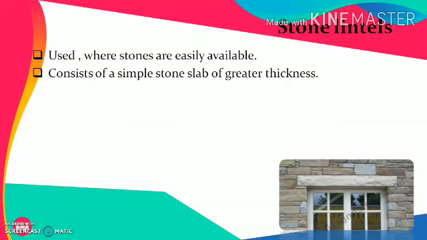Next is the stone lintel. The figure shown on the right bottom shows the stone lintel. These are particularly used where stones are easily available. It consists of a simple stone slab of greater thickness. The greater thickness is essential to take care of the loading coming on it, which is transferred successfully onto the ends of the supporting lintels.